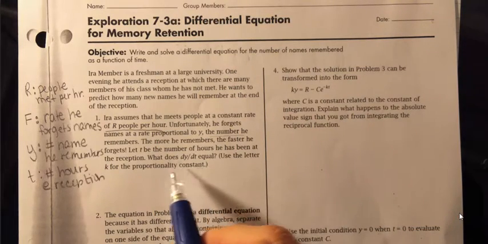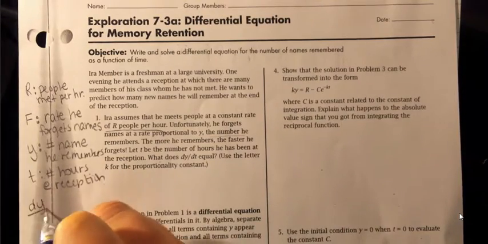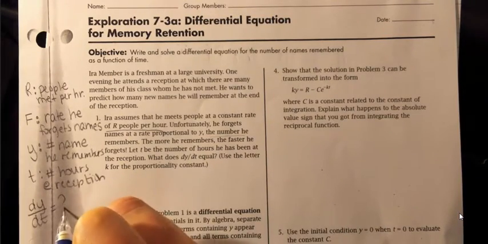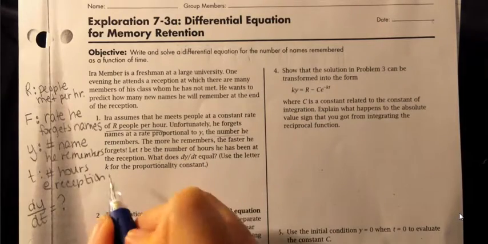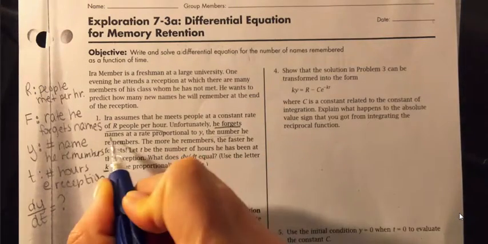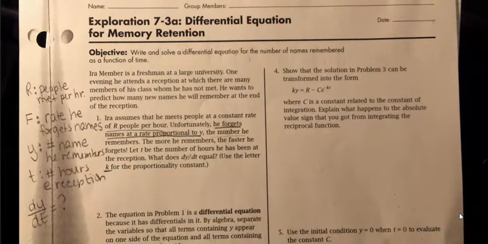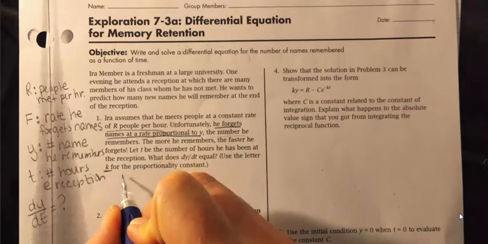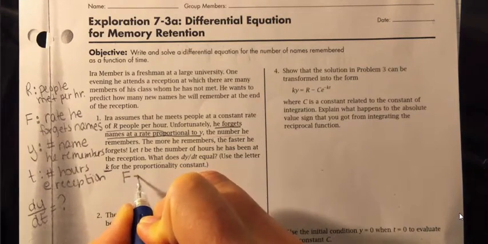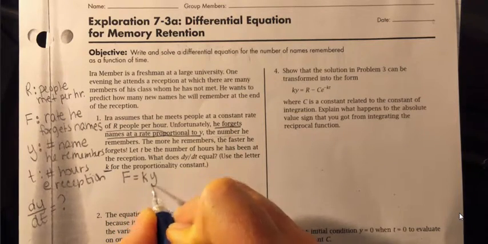Okay, let's see. What does dy dt equal? So that's what we don't know. Use the letter K for the proportionality constant. Okay, so let's go back to the part of this that talks about proportionality. So it says here that he forgets the names at a rate proportional to y. All right, well, that means that his rate of forgetting, which is f, is going to equal some proportionality constant times y.